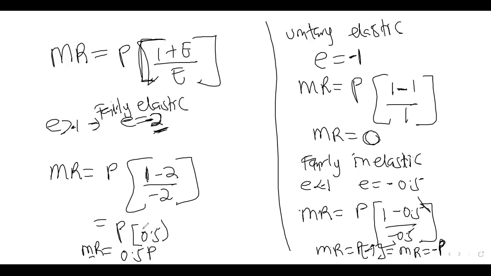So write these three conclusions down. The first conclusion is that whenever a monopolist faces a fairly elastic demand, its marginal revenue will always be less than its price, but the marginal revenue will be positive. Number two, when a monopolist faces a unitary elastic demand, marginal revenue will always be zero.